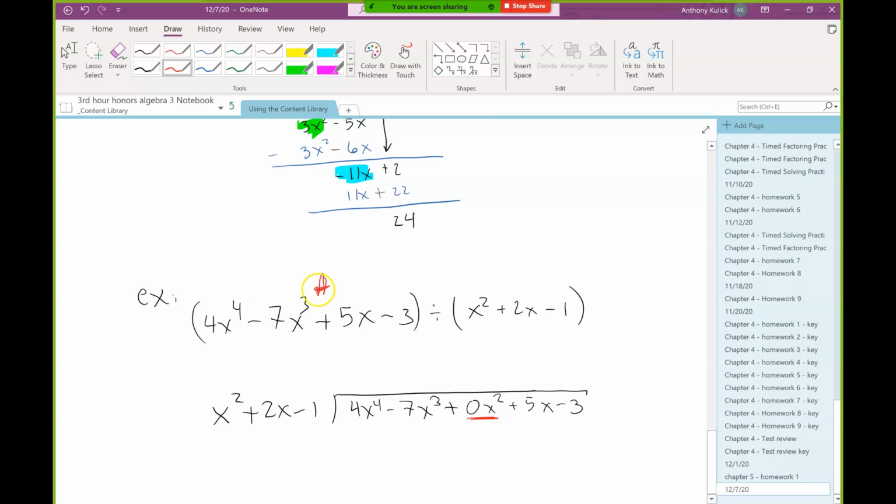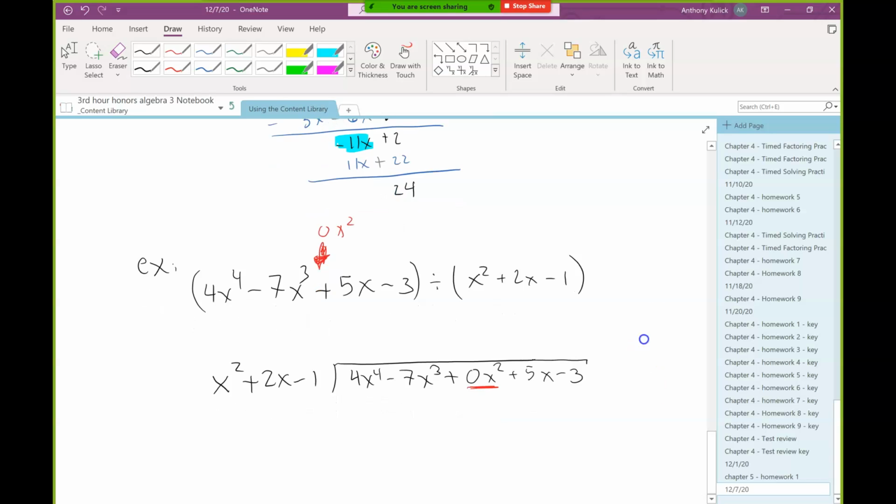Why did I do that? Because my dividend was missing x squareds. This is going to make life considerably easier for you if you remember to put these zeros in for these missing terms. If we remember to put these zeros in, all of our terms are going to line up for subtraction, and it'll make life much, much easier than if you had forgotten to do that. Everything lines up very nice and neatly. So please make sure you do that.